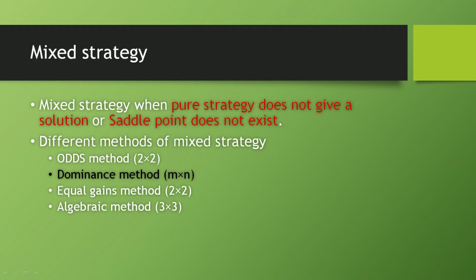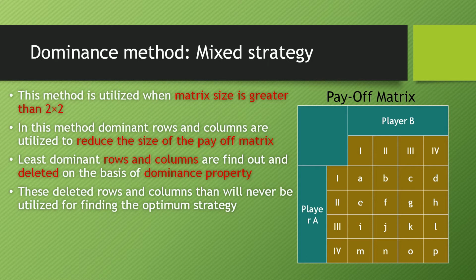So in today's part we will learn the dominance method. In the last class we have done the odds method. Dominance method is a mixed strategy method. This method is utilized when matrix size is greater than 2 by 2. If the matrix size is equal to 2 by 2, we will use the odds method. But if the matrix size is greater than 2 by 2, we will use the dominance method.